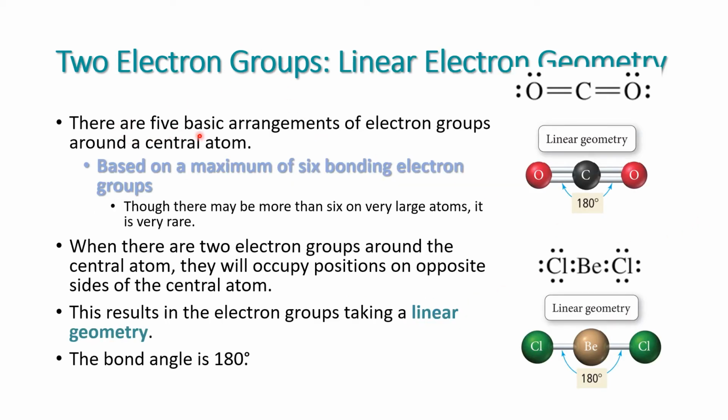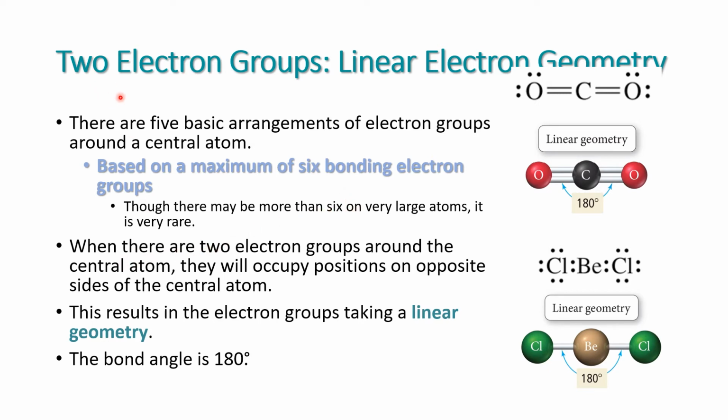So there are 5 basic arrangements of these electron groups around a central atom. It is all based off of a total of 6 electron groups. In this class, we're not going to learn about anything that has more than 6 bonding electron groups around it. These can exist on very large atoms, but it's really rare, so don't worry about them. So we just have 5 shapes, okay? And the maximum we're going to see is a total of 6 electron groups around a central atom.